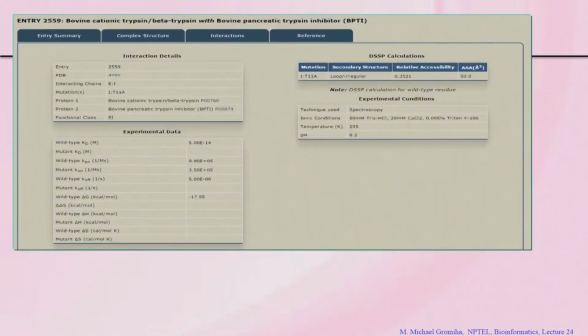fine. So, now we give more details about the interactions. Here there are 2 chains, chain E and chain I. These 2 chains are making the complex, E is making the complex. This is based on the enzyme inhibitor complex, and here this is the data. It is a wild type Kd, and we have the mutant values, and the delta G is minus 17.95 kcal per mole. This is the loop region, and the relative accessible surface area is 0.35, that is 35%, the area is 50 angstrom square, that is fine.